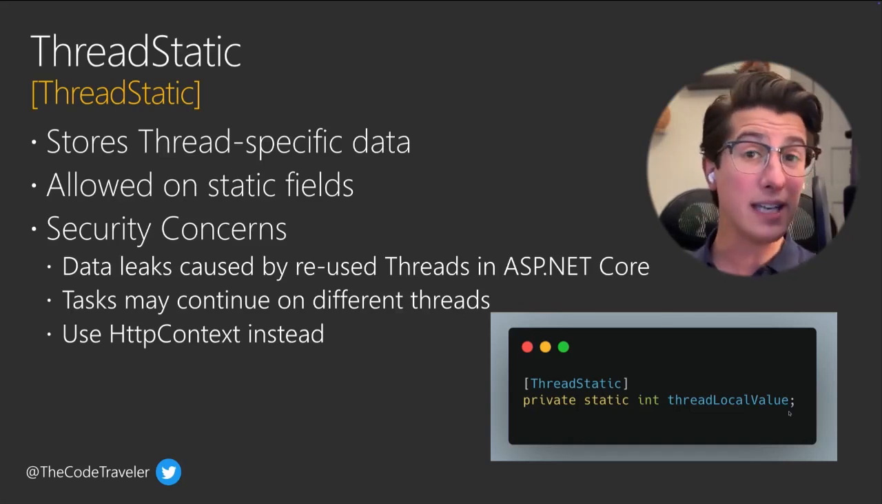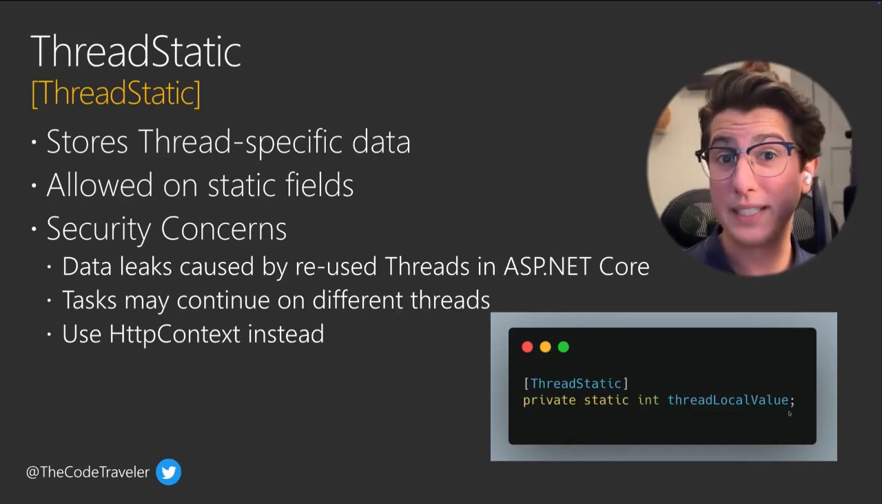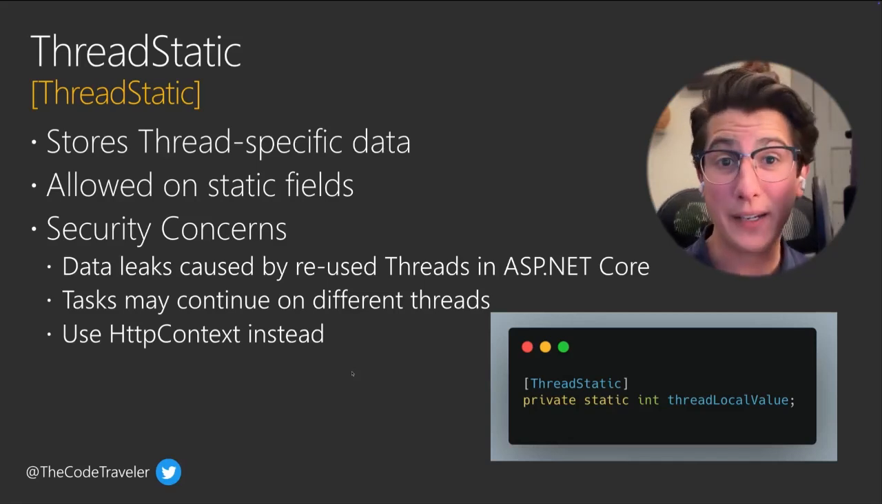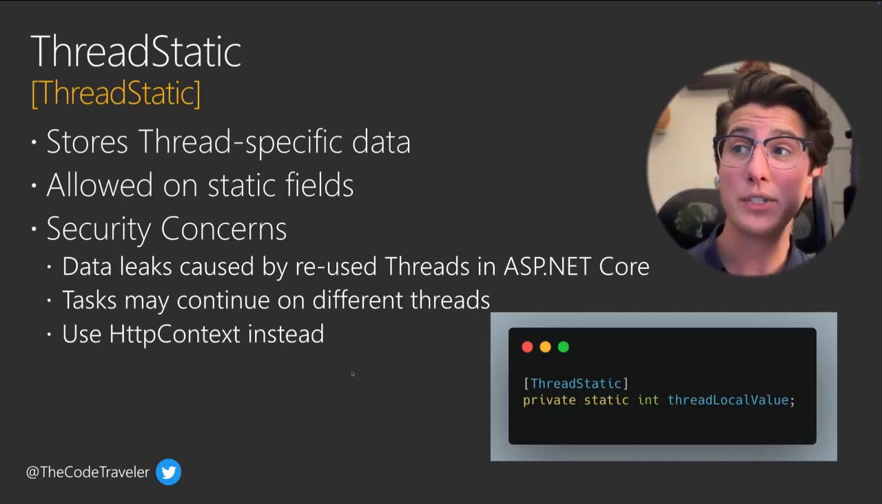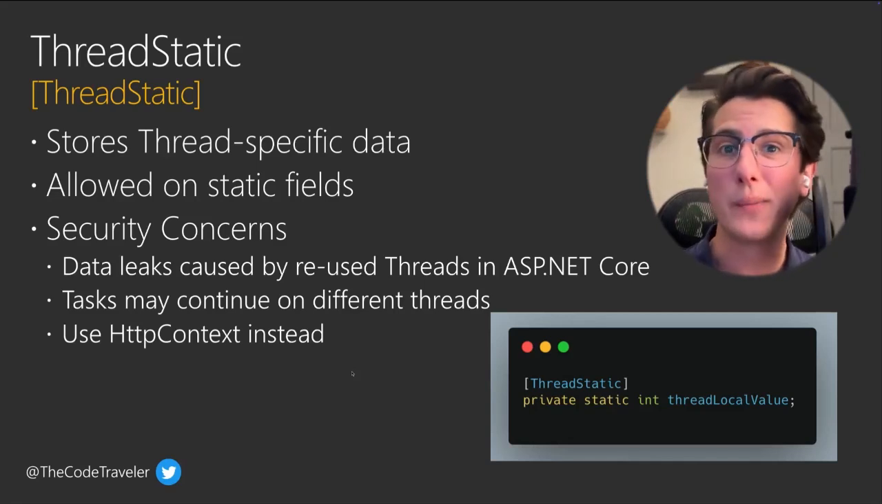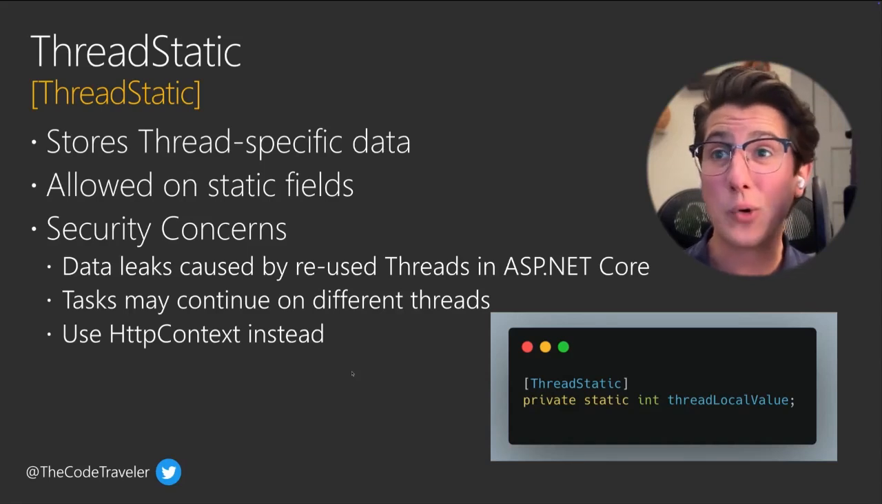And we don't want to accidentally leave a user's information on a thread static variable for things like managing the thread pool. So instead of using something like the thread static attribute in your ASP.NET Core API, you would want to leverage something like HTTP context, which is unique to each user request that's coming in to your ASP.NET Core API or your ASP.NET Core website.